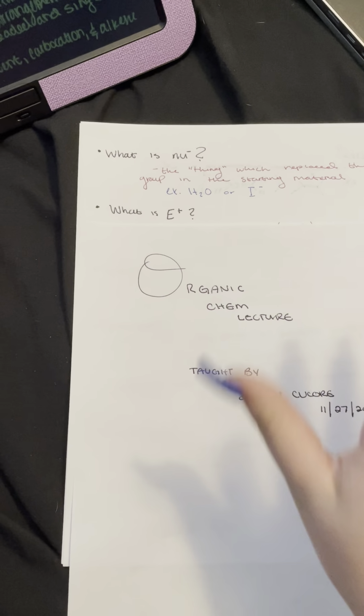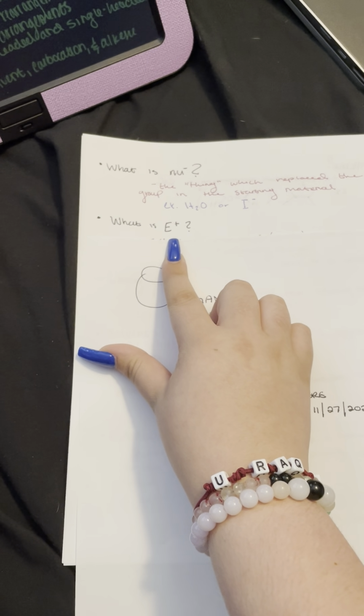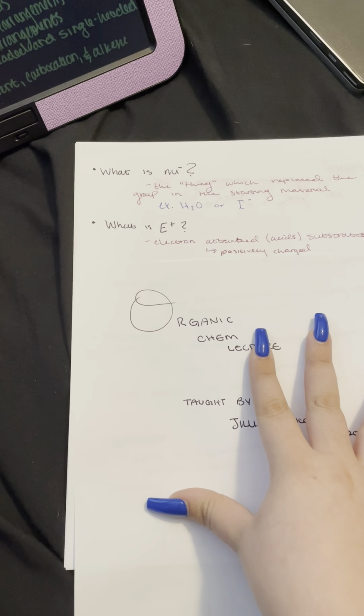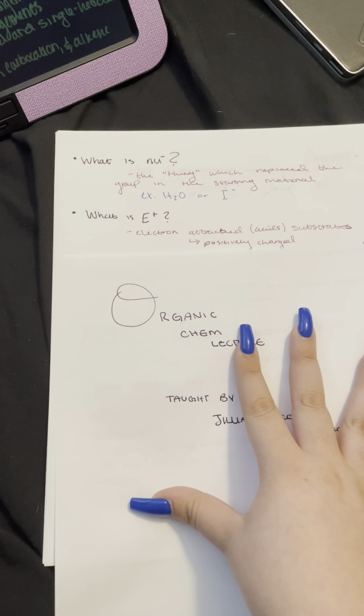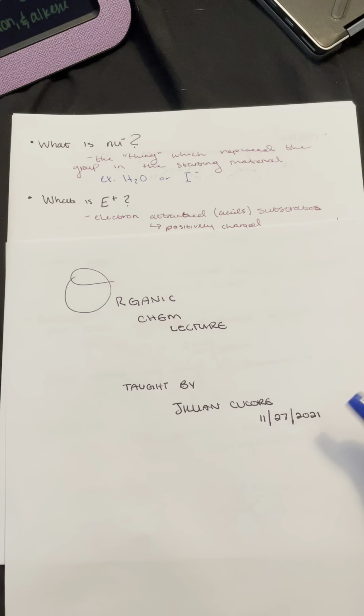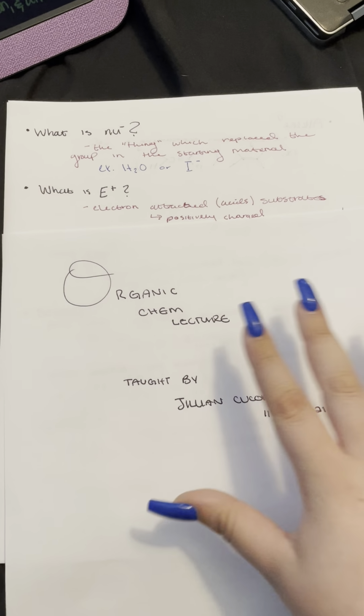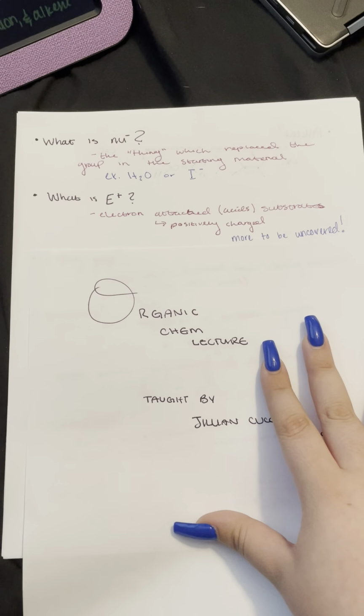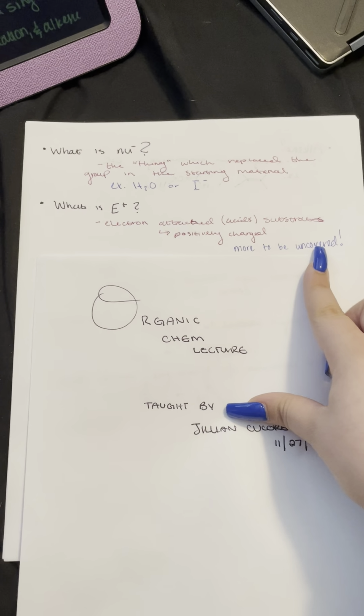Now, this is the symbol for electrophile, and an electrophile is just an electron-attracted acid. Well, that's what they are, acids, electron-attracted substrates that are positively charged. And again, there's more to be uncovered.